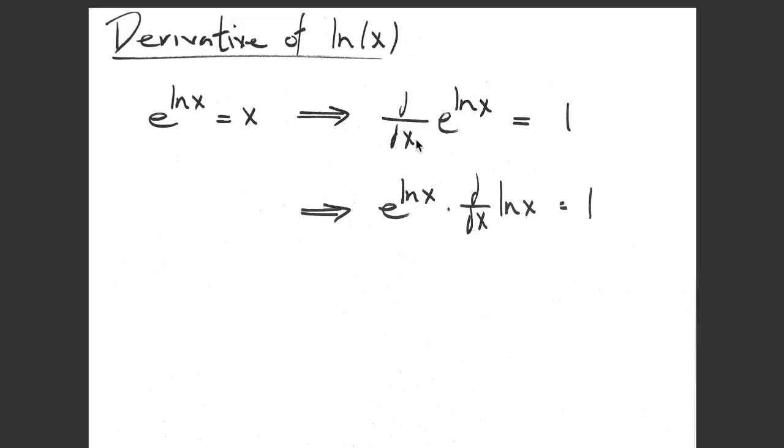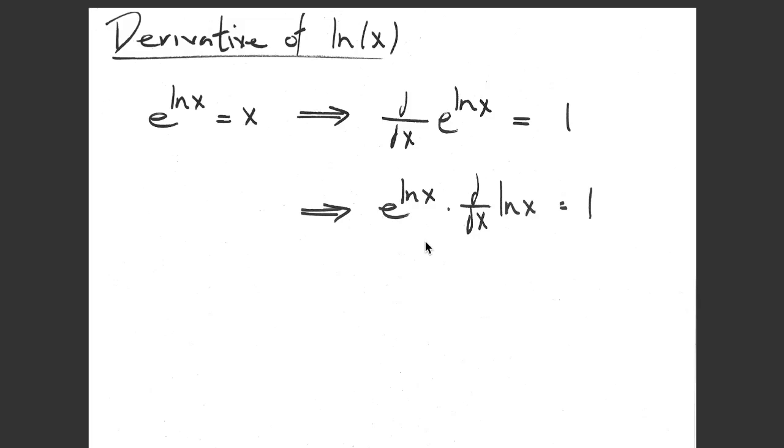So what is the derivative of e to the natural log of x? Well, we just saw that the derivative of e to any power is just e to that power. But the power wasn't just x. It was a function of x. So this is the chain rule. It says the derivative of e to the natural log of x is e to the natural log of x and then times the derivative of natural log of x. And we know that has to be equal to 1.